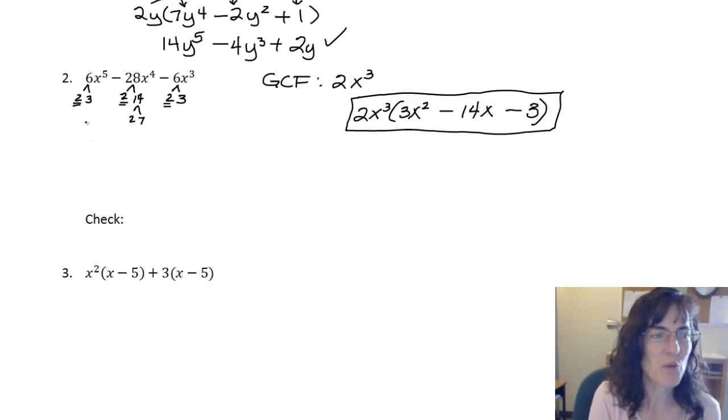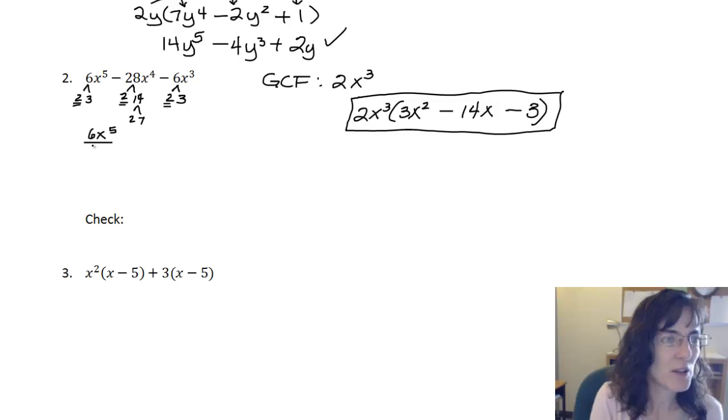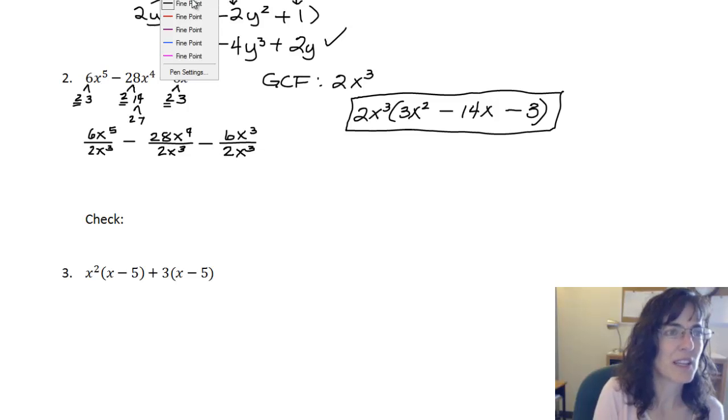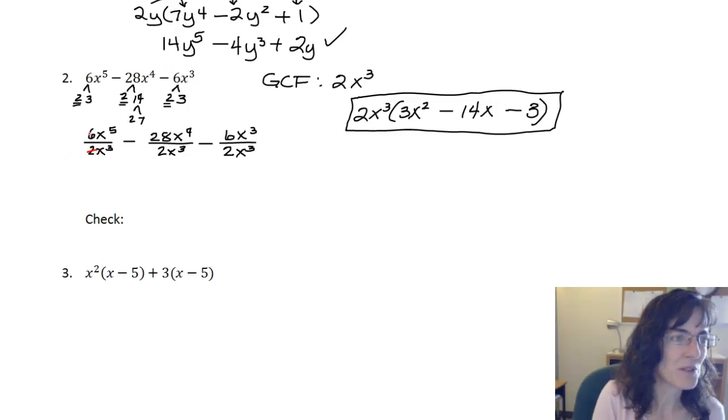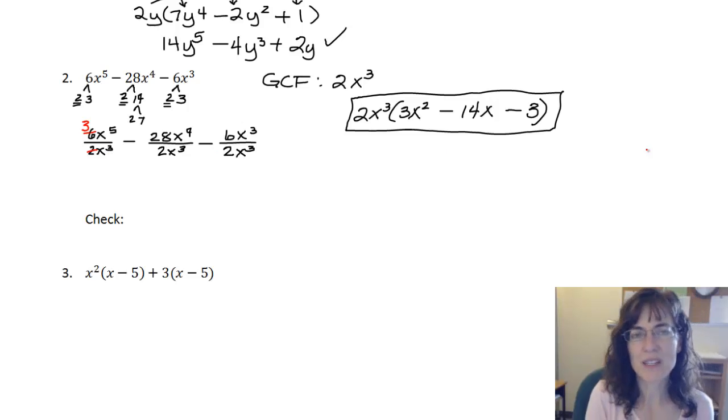Let's look at it one more way. So I have 6x to the 5th divided by 2x to the 3rd minus 28x to the 4th divided by 2x to the 3rd minus 6x to the 3rd divided by 2x to the 3rd. Let's get out our red pens and reduce. So 2 goes into 6 3 times. I have 3 x's on the bottom.